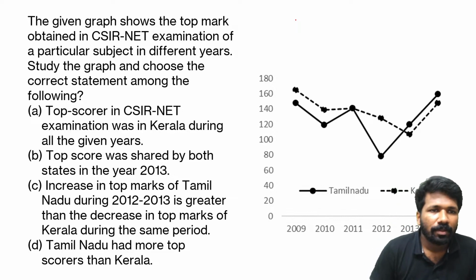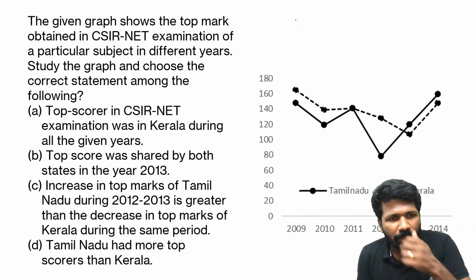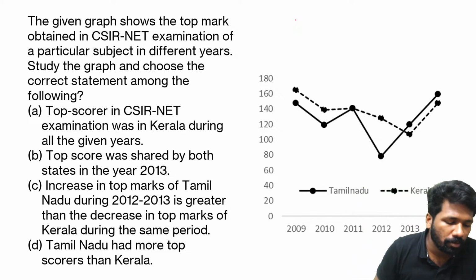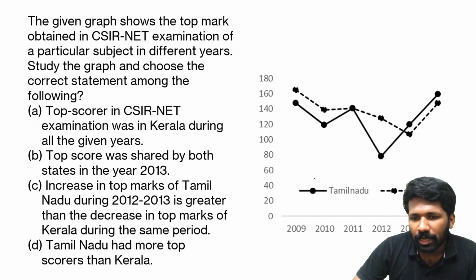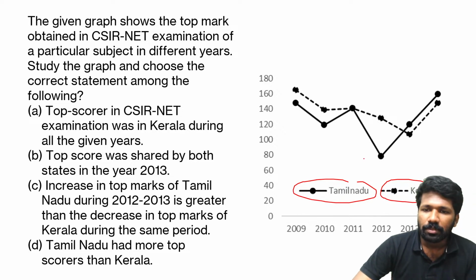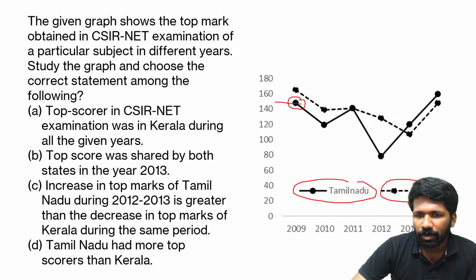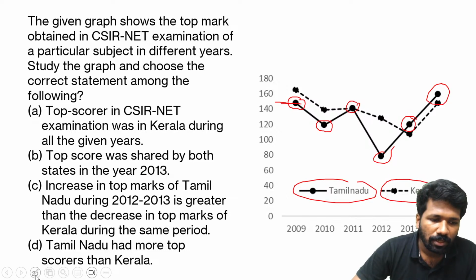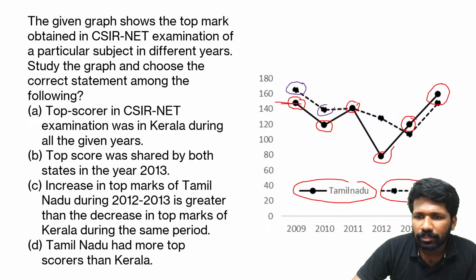So I'll explain. The given graph shows the top mark obtained in CSIR-NET exam of a particular subject in different years. Study the graph and choose the correct statement among the following. Here the dark line represents Tamil Nadu and the dotted line represents Kerala. Look at the dark line: in 2009 it was around the 145 or 150 range. Then it decreased, then increased, then decreased, then increased, and then it is increasing. The dotted line, the values corresponding to Kerala, keeps decreasing and then again increases.